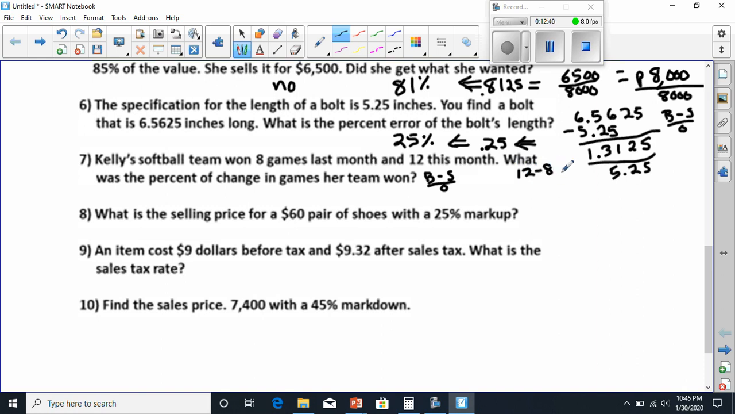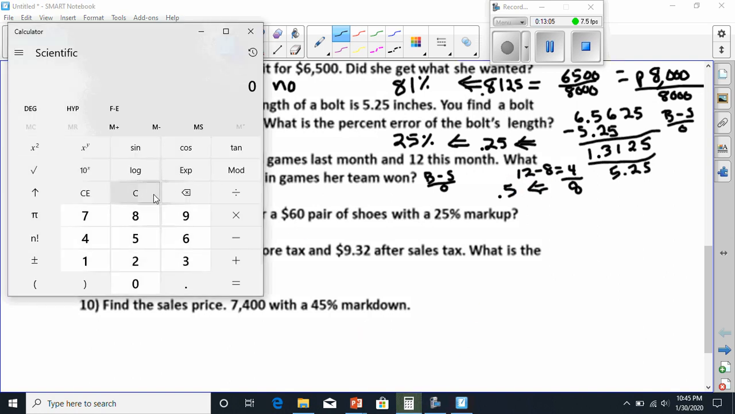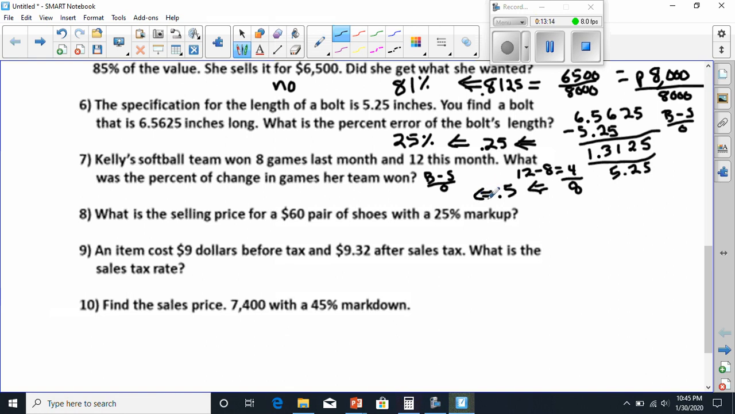12 minus 8 is going to equal 4. Now we divide by the original number. The original number was the team won 8 games last month. Well, last month comes before this month. So 4 divided by 8, that's going to give us 0.5. And I'll double check that. Fairly sure I'm right. 4 divided by 8 equals 0.5. Good. And we move that decimal over twice, so that means it's going to be 50%.